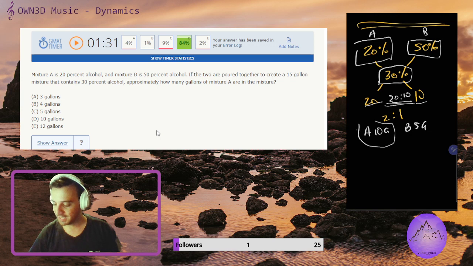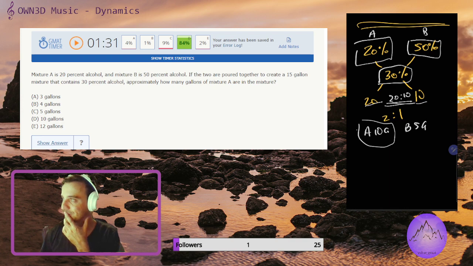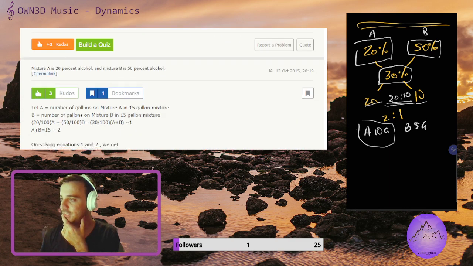So if A is 10 gallons, approximately how many gallons of mixture A are in the mixture? I mean, it shouldn't say approximately because it's exactly 10. So, yeah, that's that question. And one that felt easy, at least, for a change.